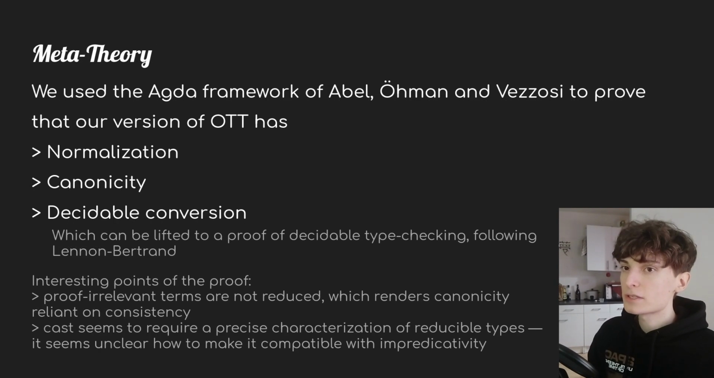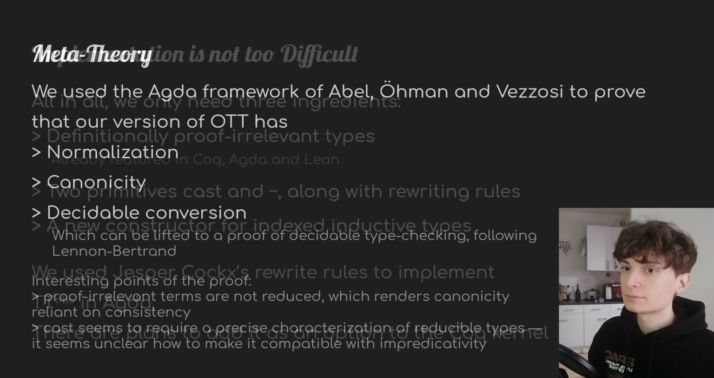So everything sounds good so far, but have we really not broken any of the properties of Martin-Löf type theory? Surely this extension must have a cost, right? Well, we would argue that actually it does not. We used the Agda framework of Abel, Öhman, and Vezzosi to prove that our version of observational type theory satisfies normalization, canonicity, and decidable conversion, just like Martin-Löf type theory.